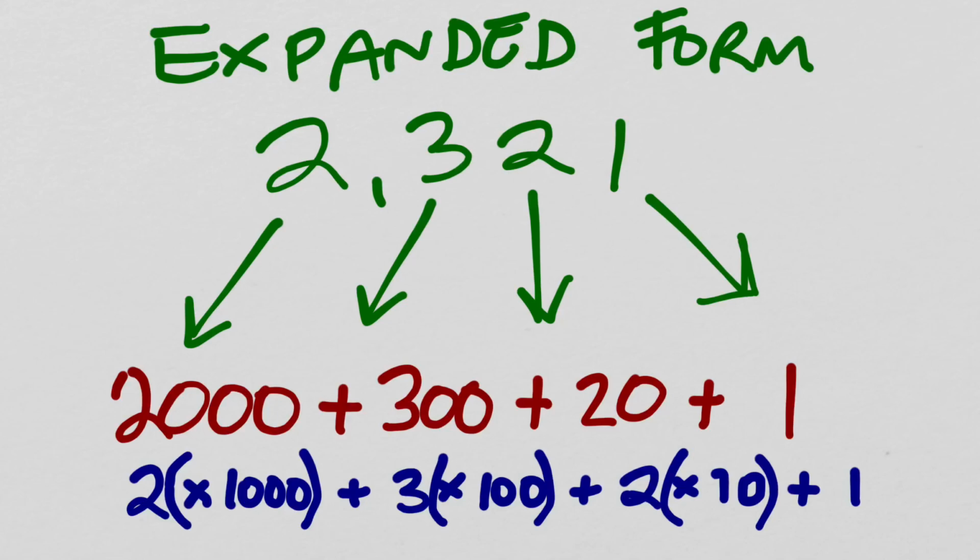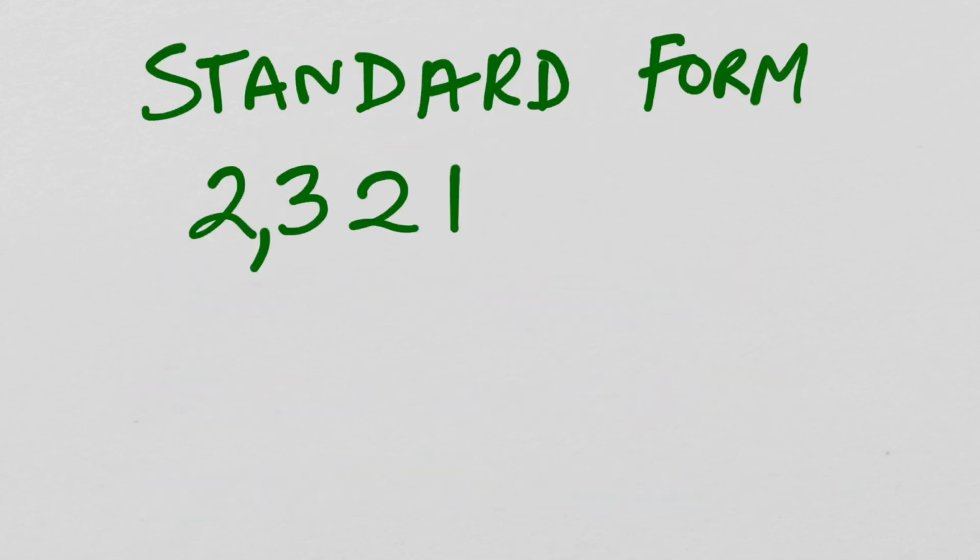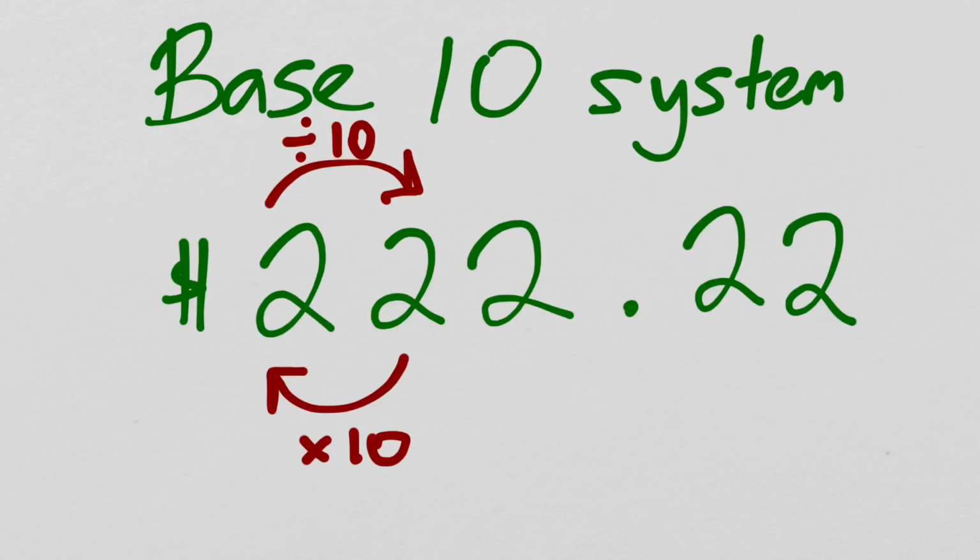So expanded form basically breaks down each one of the digits and tells you what they're worth in an addition problem looking thing, an addition expression. So expanded form, word form, and standard form, the 3 ways to write the numbers. And again, remember, we work with the base 10 system, so every digit to the left is 10 times bigger than the one to the right of it. And that's how it works.